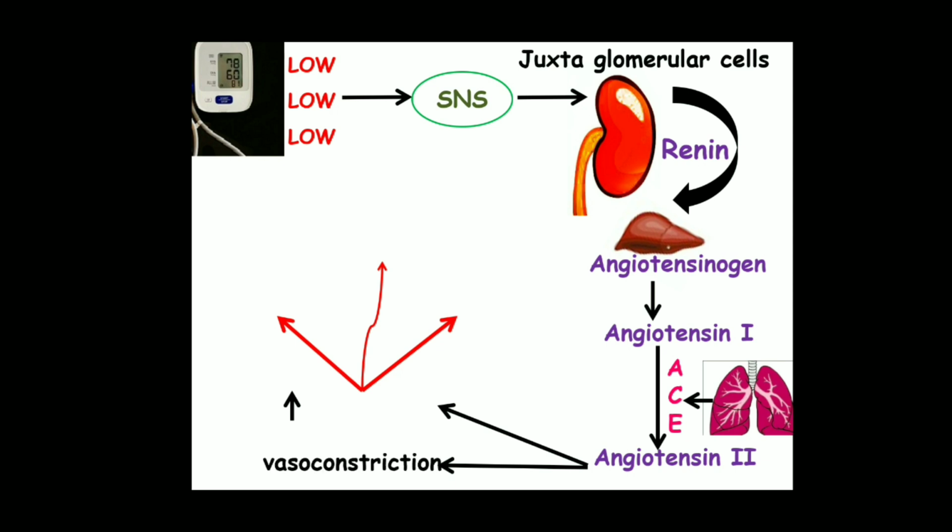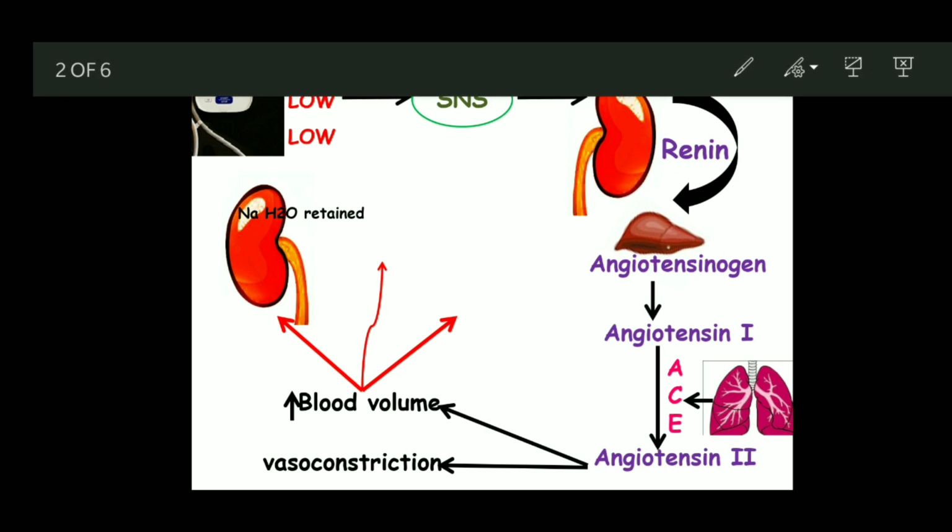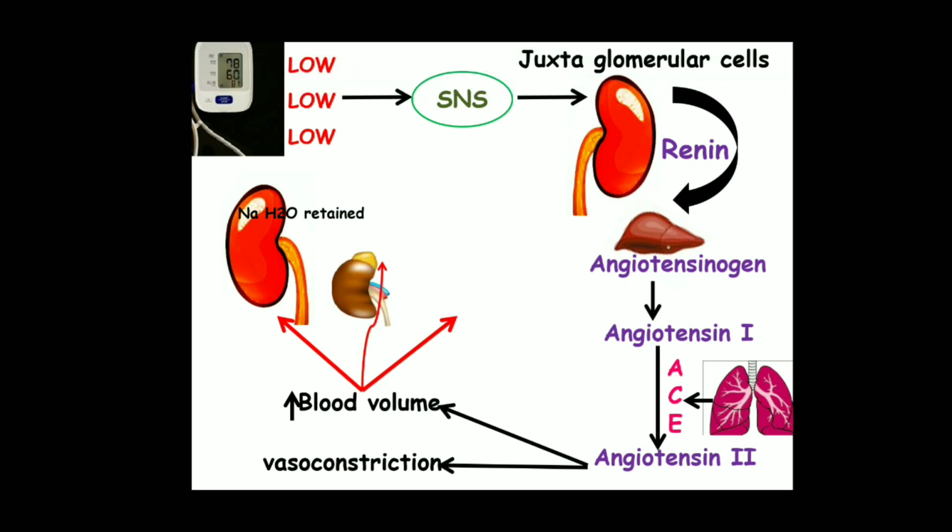It causes vasoconstriction and it increases the blood volume. How does it increase the blood volume? By its action on the kidney to retain sodium and water. It also stimulates the adrenal glands to produce aldosterone, and you know the function of aldosterone is sodium water retention and potassium excretion.